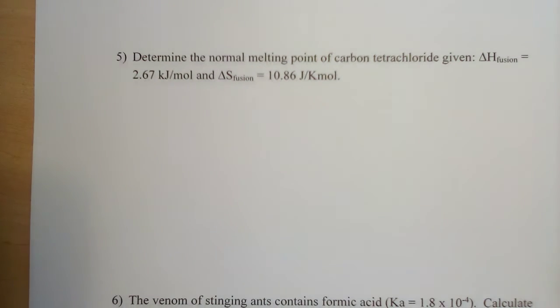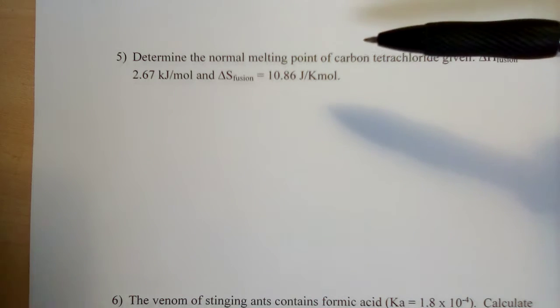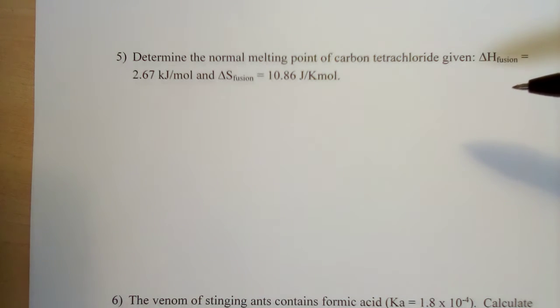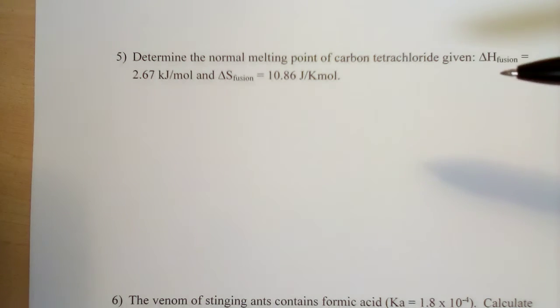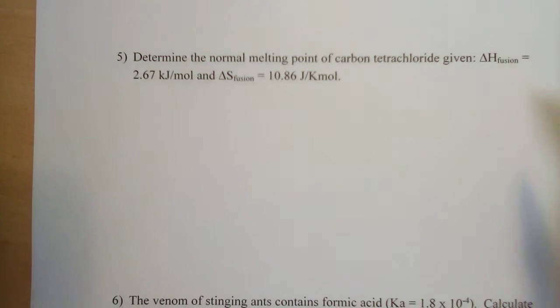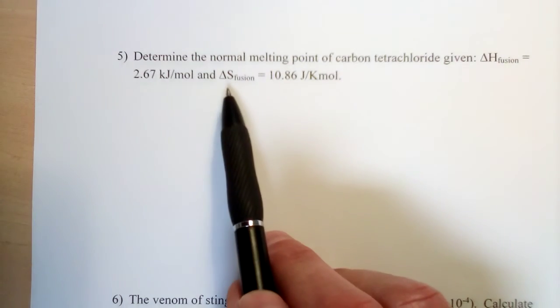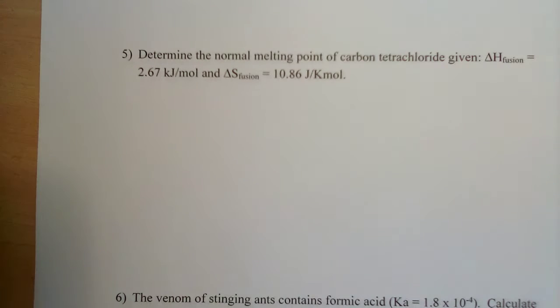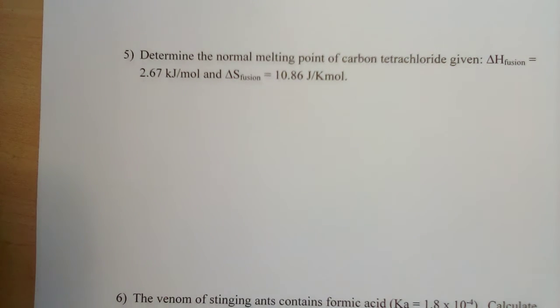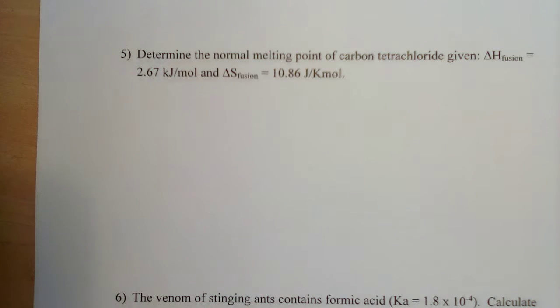Looking at number 5 here, we're told to determine the normal melting point for carbon tetrachloride. And we're given the enthalpy of fusion and the entropy of fusion. One thing to recognize here is that melting is an equilibrium process, right? If something is melting, you could add a little more heat, that would push it toward liquid. If you removed a little bit of heat, that would push it towards solid. But it's a process that can go in either direction, so it's equilibrium.